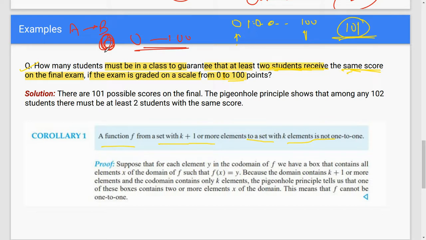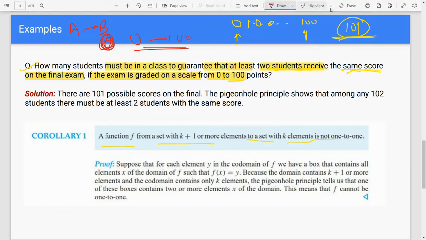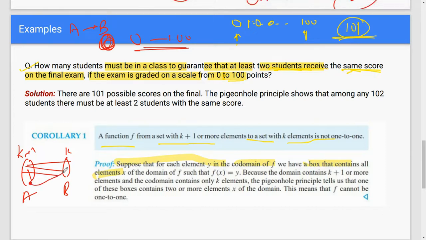So let's see this particular thing. Suppose that for each of the elements y in the codomain, we have a box that contains all the elements of x. So this is just a sequence. If A and B are defined, and let's say there are k plus one elements in one and k elements in the other, then you can choose all the different combinations, all the different relations to the k elements. But the k plus one element is going to relate to some element in B which is already related to some element of A. So in that case, it is going to be a many-one function.